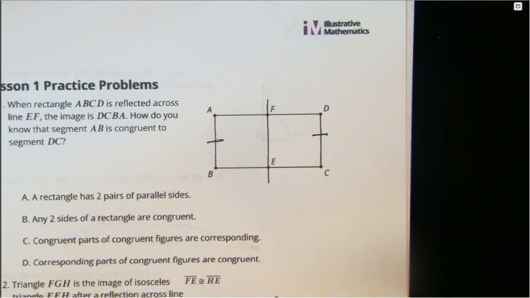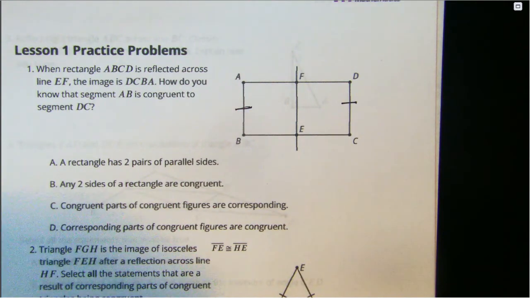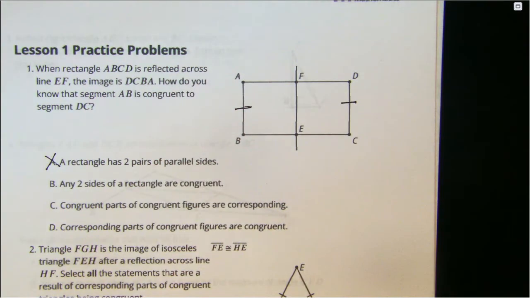A rectangle has two pairs of parallel sides. That wouldn't help me with any congruent statement. It might help me with some angles. Any two sides of a rectangle are congruent? That is true for opposite sides, but not any two sides.